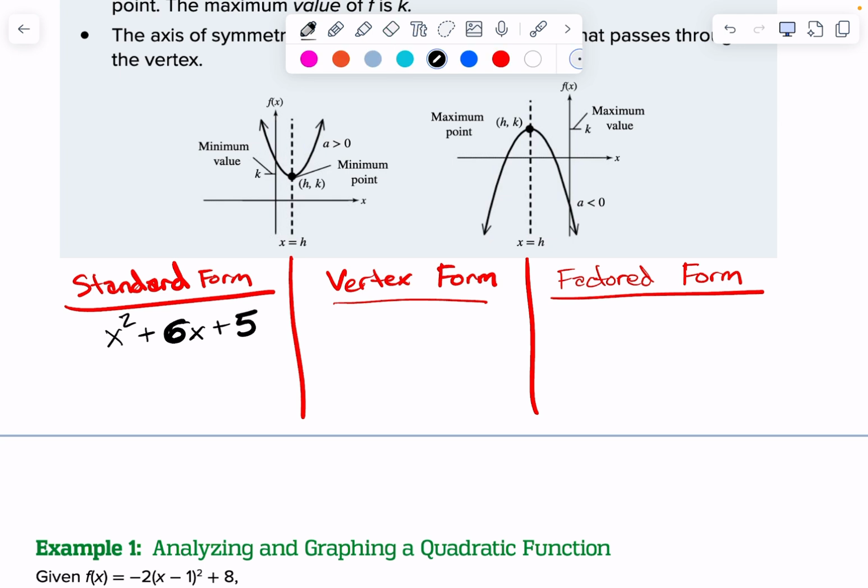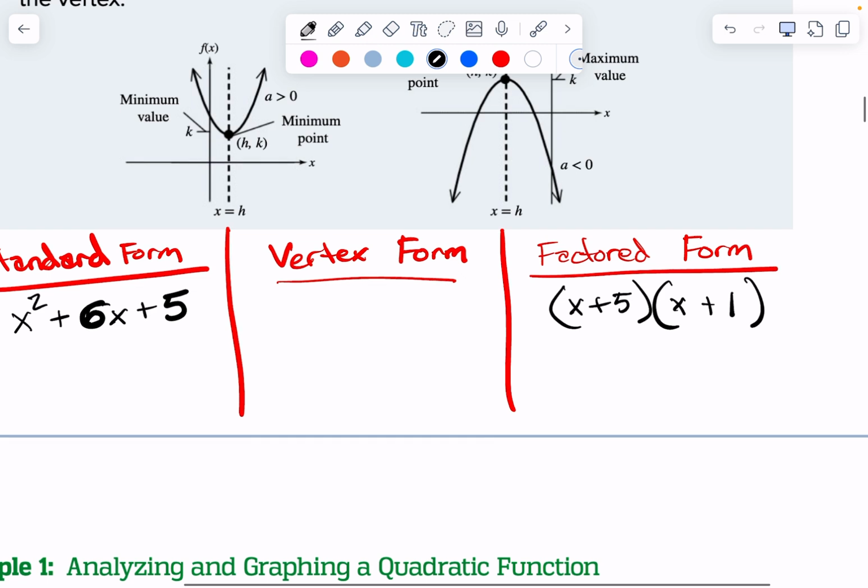Okay, x squared plus 6x plus 5. If I write that in factored form, that would be x plus 5 and x plus 1, right? I'm trying to multiply to get 5, add to get 6, okay?